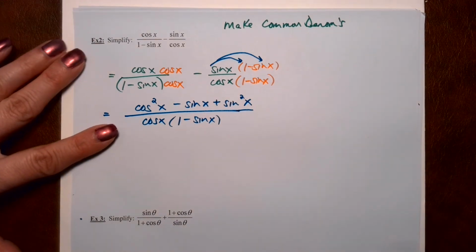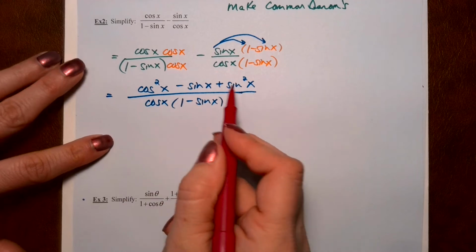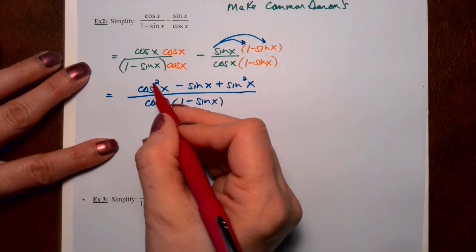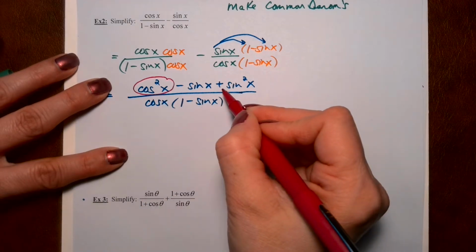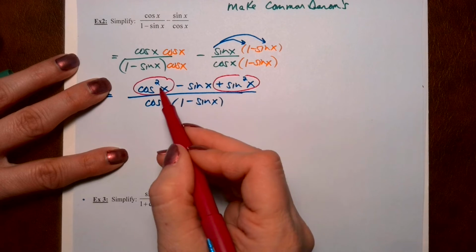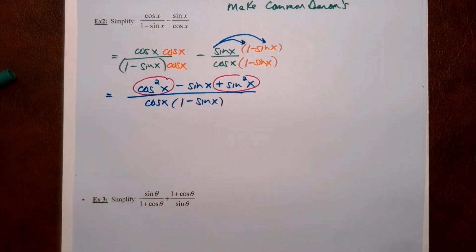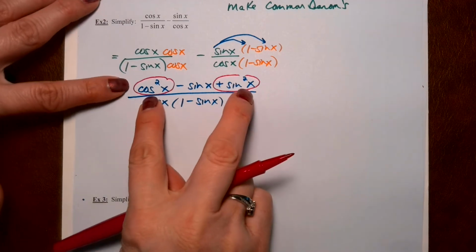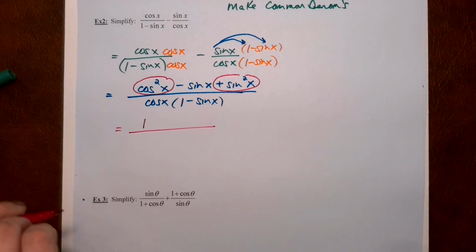Okay. Do you think we're done? No, I'm sure there's more things we can do. Okay, so I have to clean up this numerator a little bit. I see cosine squared right here. That's a squared. And then I see plus sine squared. Is there anything I can do replacing? Because those are squared, I'm thinking of the identities. Sine squared plus cosine squared, that can be replaced with a 1.